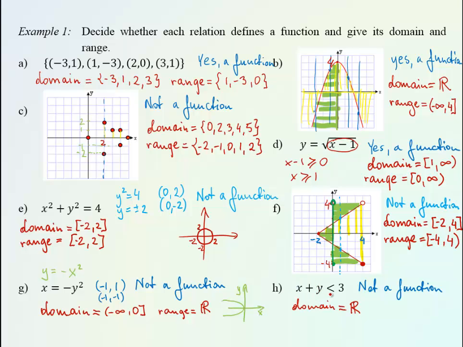It's enough that the sum is smaller than 3. So the range, well, the range could be also all real numbers. And to see that, it's a good idea to sketch the graph. We really deal with the linear inequality y smaller than negative x plus 3.